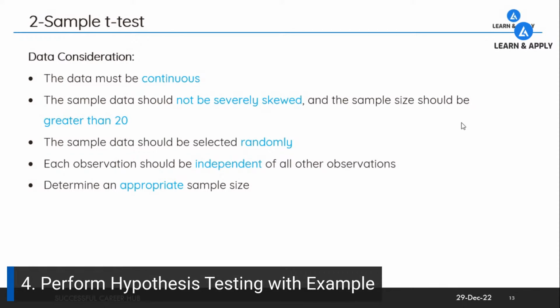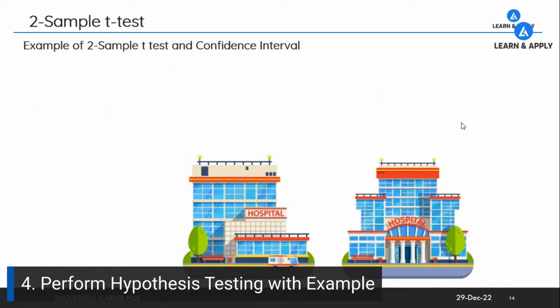If you see the general procedure that I have explained to perform hypothesis testing, we have seen that we are going to formulate the hypothesis, we are going to select the significance level, then we need to follow these data considerations. And now let's go into the example part.